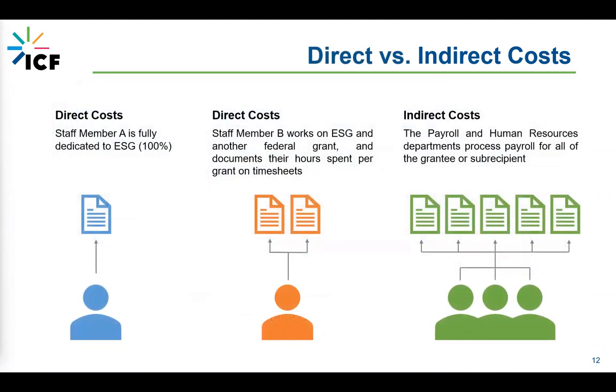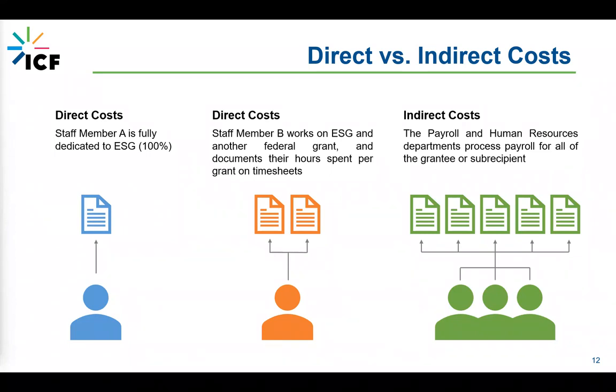So the following illustrates an example of differentiating between direct costs and indirect costs. Starting from left to right, if staff member A is fully dedicated to the ESG or ESGCV award, then 100% of their salary and fringe benefits, such as healthcare, et cetera, are allocable to the ESG or ESGCV award. Likewise, if staff member B works on ESG or ESGCV and another federal grant, then that employee's costs can be split on a pro rata basis using their hours spent per grant documented on their timesheets. So staff member A and staff member B are both examples of direct costs.